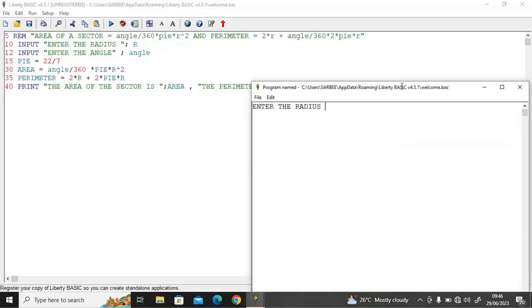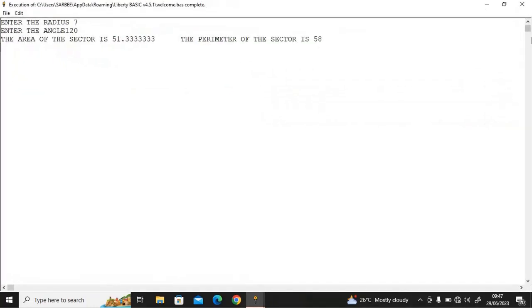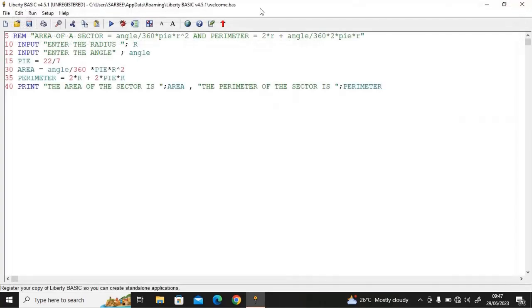So let's run this. Enter the radius. Let's say the radius is 7. The angle, I don't like the way this angle is. It's too fused together. So you get it. Now this is the answer. When you use a calculator, you get the same thing. There's no problem about that. So that is the area and perimeter of a sector.